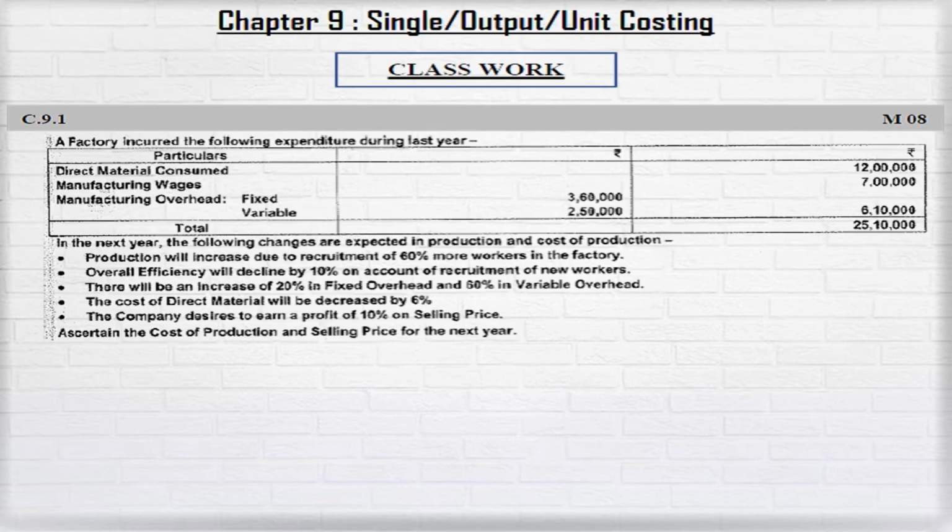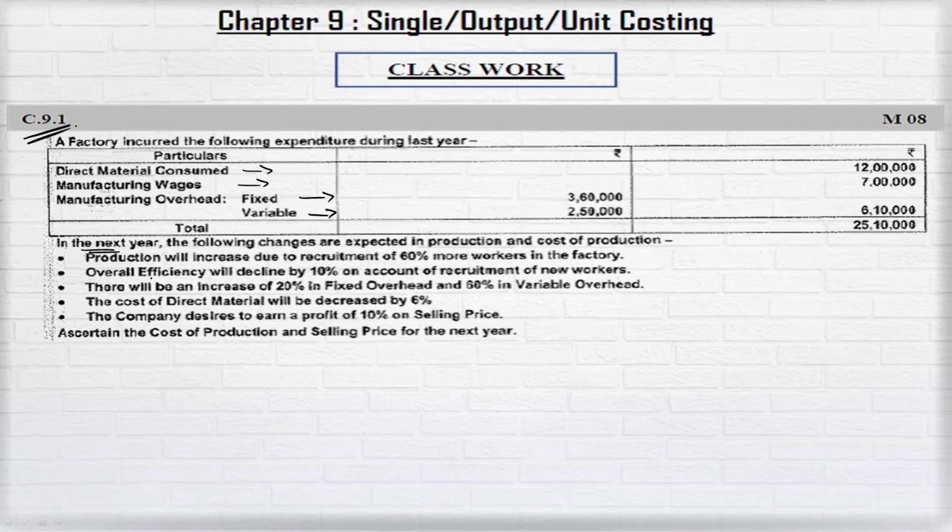Let us start with this new chapter, which is single output unit costing. We'll be directly starting with questions. This is C9.1. Factory incurred the following expenditure during last year. So these are last year figures. Direct material consumed, manufacturing wages, fixed and variable manufacturing overhead. In the next year, the following changes are expected in production and cost of production.